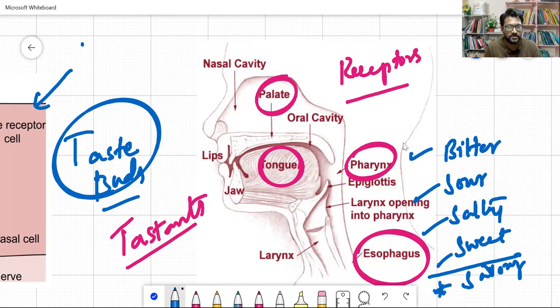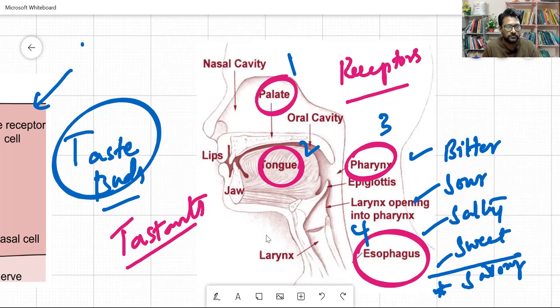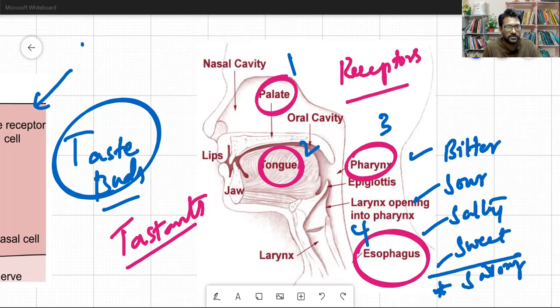Those taste receptors are present in these parts: palate, tongue, pharynx, and then esophagus. The tongue is the main sensory organ of the gustatory system.